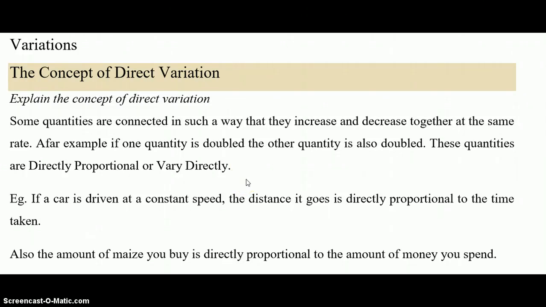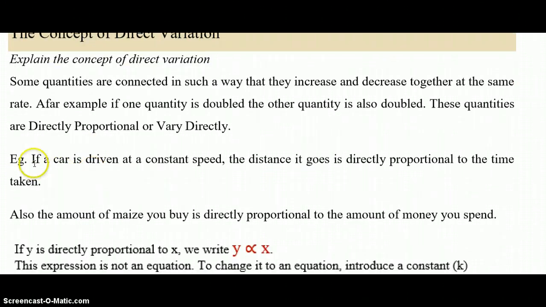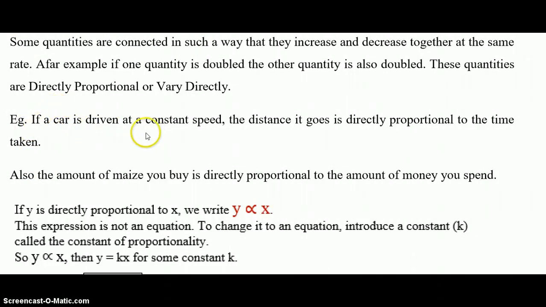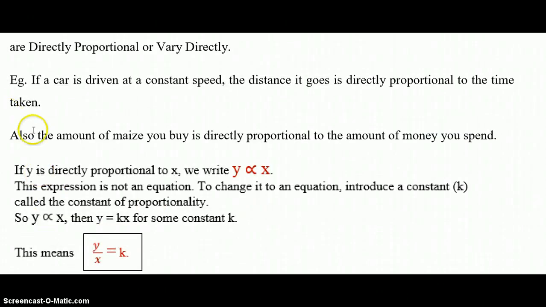Sasa tutaziona na types zake kwa mbeleni, lakini tuanze na kitu kinaitwa directly proportional. Au tunasema ni direct variation. Okay. A simple example. If a car is driven at a constant speed, the distance it goes is directly proportional to the time taken. Mfano rahisi tu, kama gari lilikuwa linaendeshwa katika constant speed, maana yake distance ambayo itaenda itakuwa directly proportional to time. Maana yake muda ukiwa mwingi distance itakuwa kubwa, muda ukiwa mchache distance itakuwa ndogo. Kwa hiyo aina hizi za variation tunasema ni directly proportional.